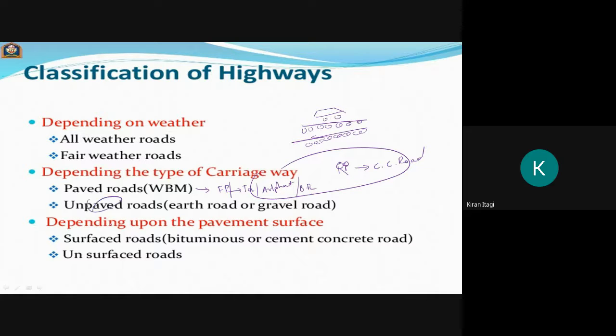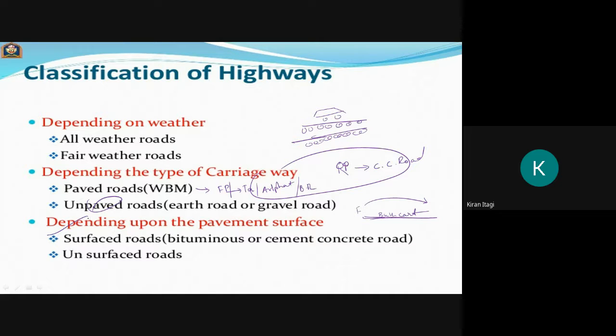So what do you mean by unpaved road? It may be, say, that you are traveling from one field to another field. So the bullock cart road, in villages you can see there is no pavement provided. You only go on a gravel road or any undressed road. So these all come under unpaved roads.